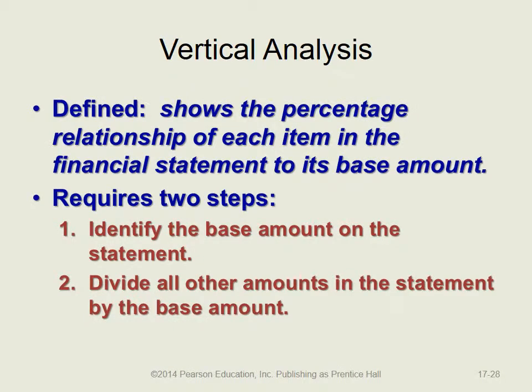Now, vertical analysis allows us to analyze the percentage relationship of each item in the financial statement to a base amount. Usually that base amount is net sales on an income statement or total assets when you're looking at a balance sheet. Again, this process requires 2 basic steps. First, we're going to identify the base amount on the statement that will be used to determine the vertical analysis percentages. Second, we divide each amount on the financial statements by the base amount. So similar in operation to horizontal analysis.